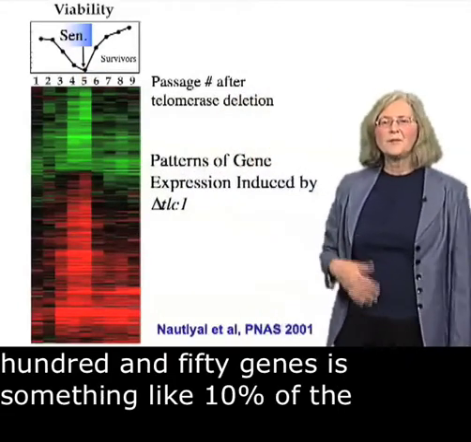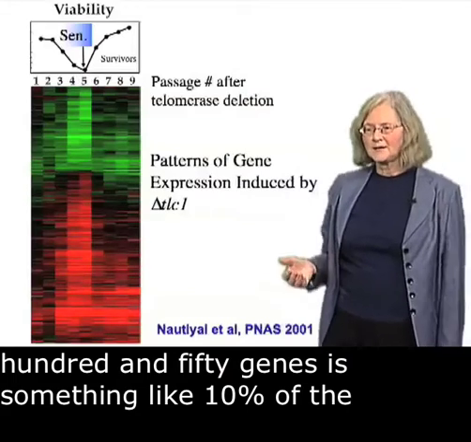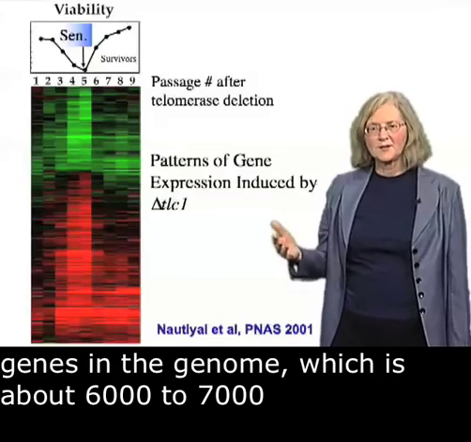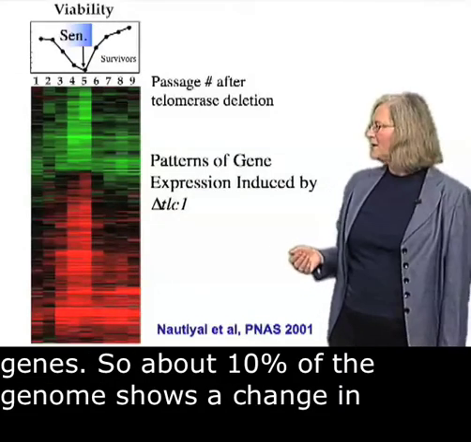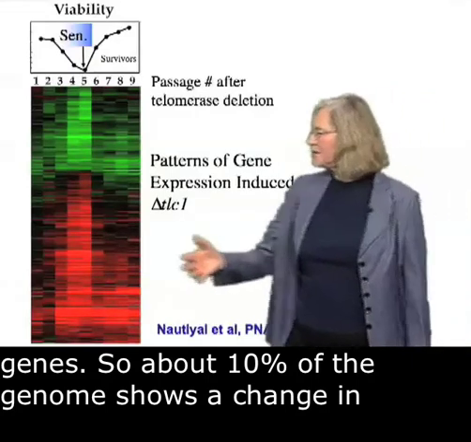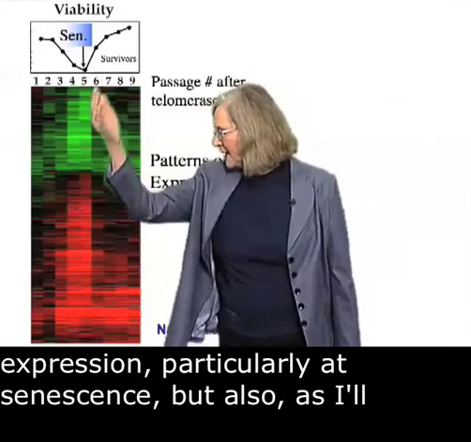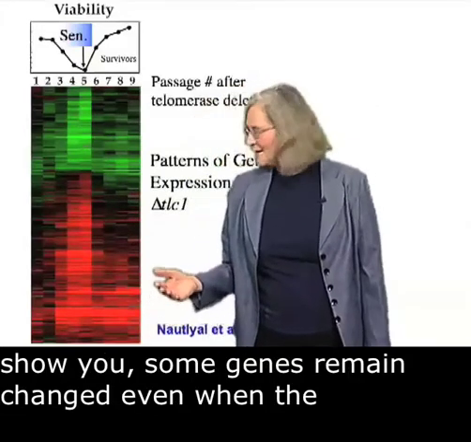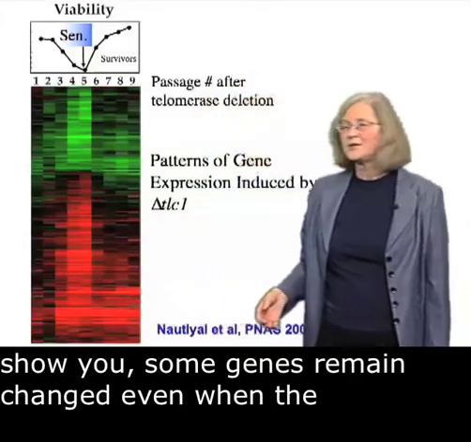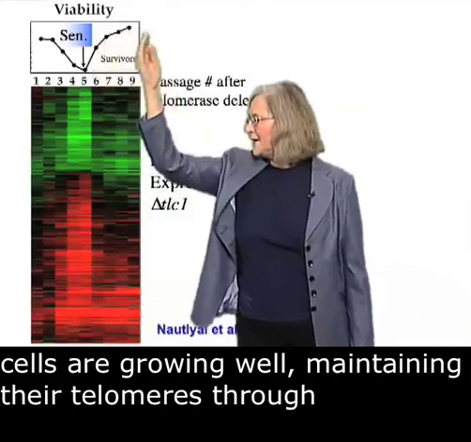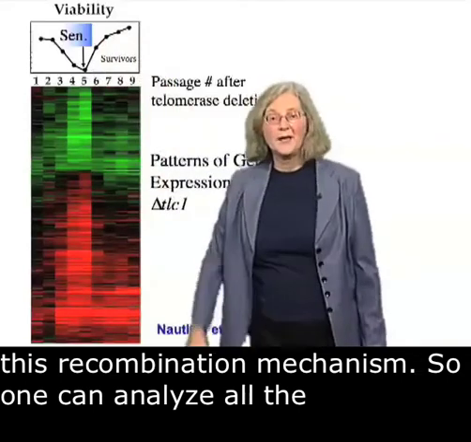650 genes is something like 10% of the genes in the genome, which is about 6,000 to 7,000 genes. So about 10% of the genome shows a change in expression, particularly at senescence. But also, as I'll show you, some genes remain changed, even when the cells are growing well, maintaining their telomeres through this recombination mechanism.